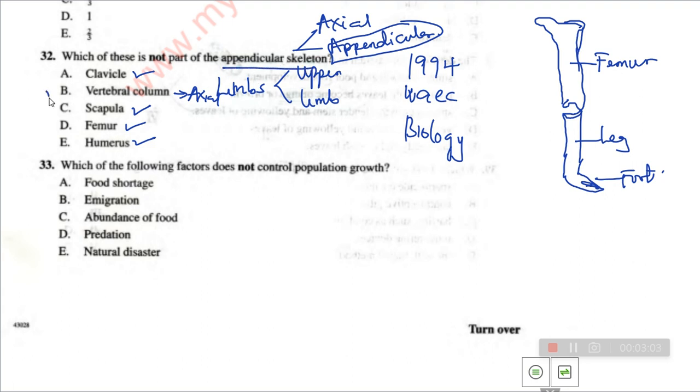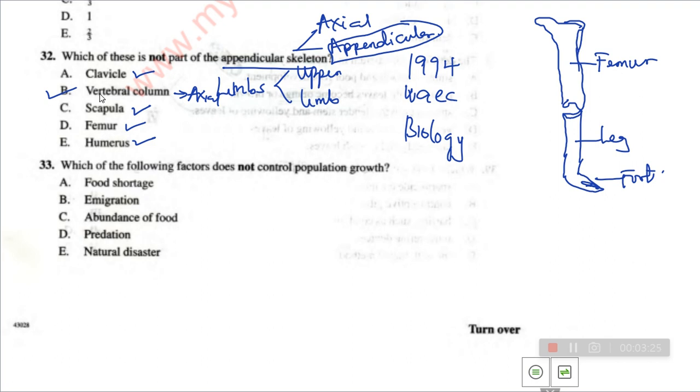So the answer here is what? Option B, because it is telling us which of these is not part of the appendicular skeleton. Let's go to number 33. Which of the following factors does not control population growth? That is, if we want to control population growth, we don't want the population to grow too much.